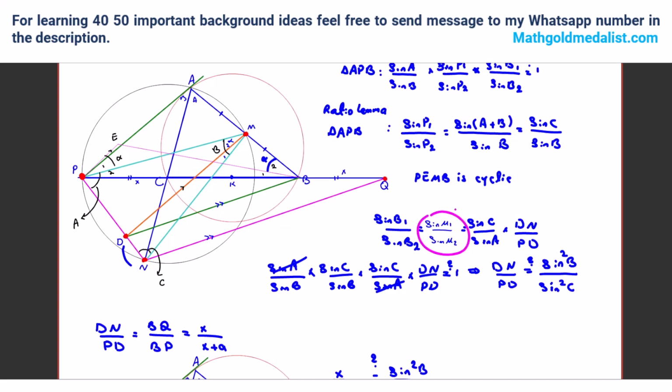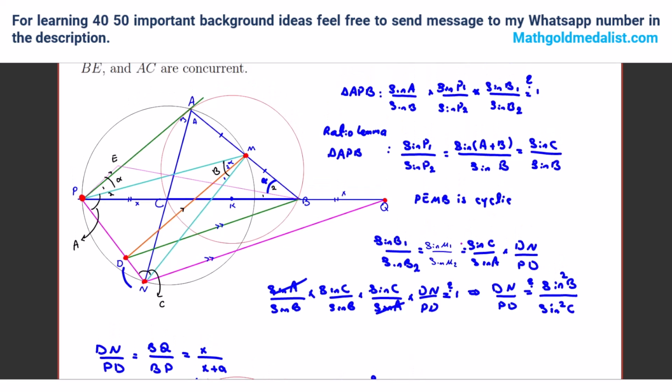Mm-hmm. This one. So we can use ratio lemma again here. So it will be this. Agreed? Right. Yeah. Okay, so yes, because sine M1, M2 is DN over PD times sine C over sine A, right? Right. Yeah. Now, if you replace here sine A, sine B here, sine P1, P2, we replace it with this, right? Right. Uh-huh. We replace it with this one. And for B1, B2, we write this one here, right? Right.